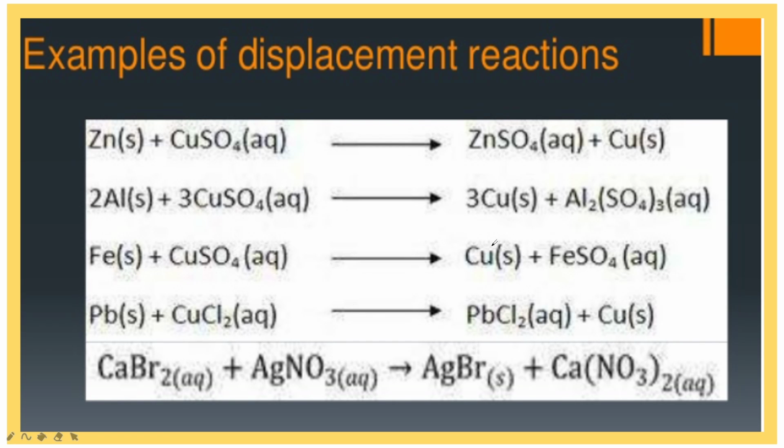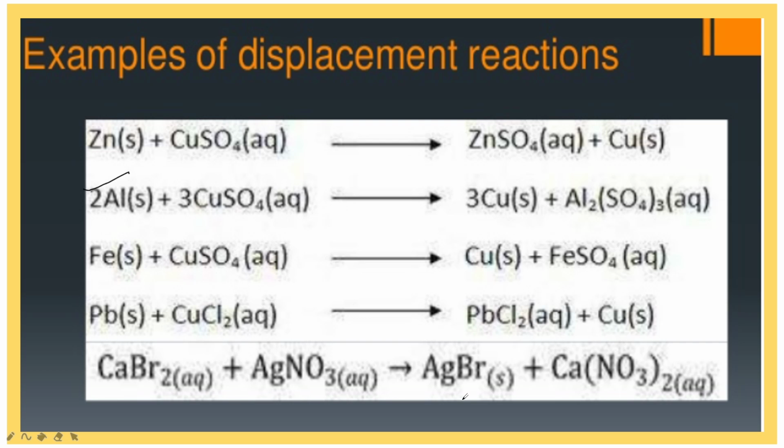See some of the examples of displacement reaction: zinc and copper sulfate. You can take this screenshot. Aluminium and copper sulfate, when reacted, copper and aluminum sulfate is formed. Iron and copper sulfate, copper and iron sulfate is formed. Lead and copper chloride, lead chloride and copper is formed. Calcium bromide, when it is reacting with silver nitrate, silver bromide and calcium nitrate is formed.